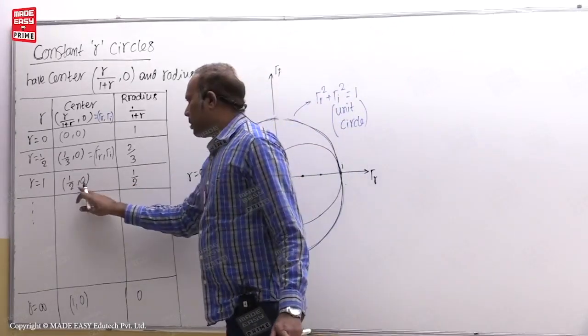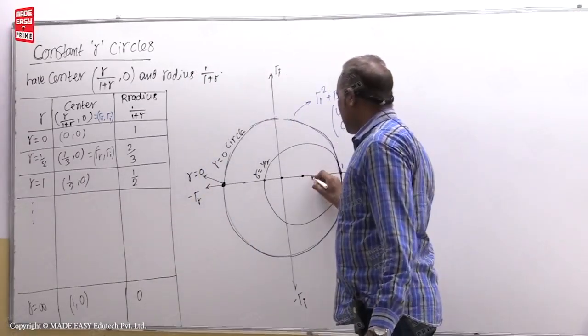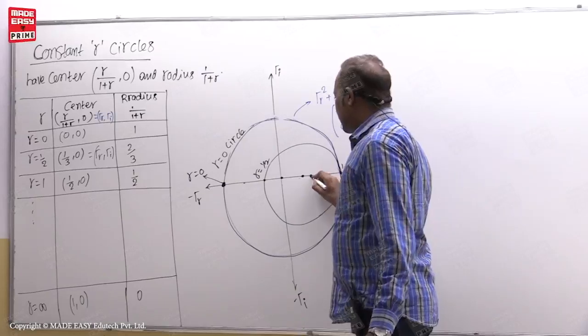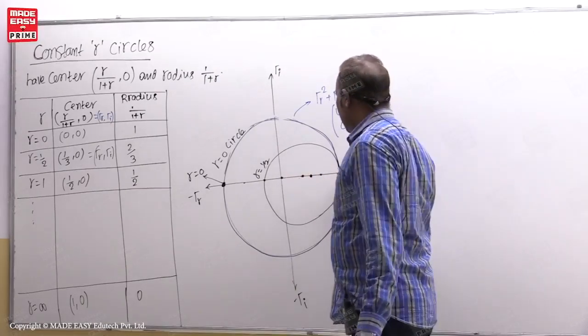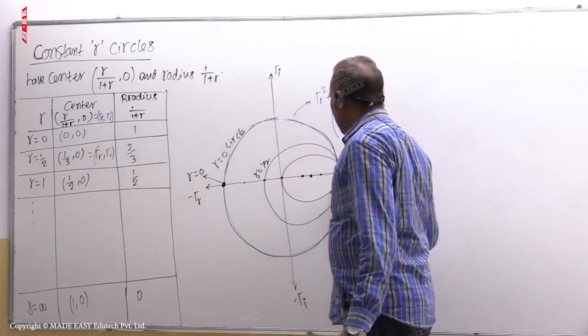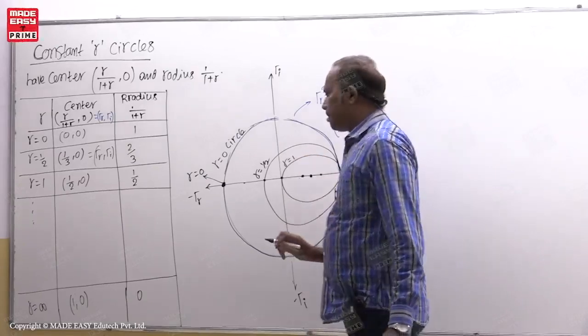Next one. R is equal to 1 circle. Half comma 0 is the center, and the radius is half. That means the overall distance is 1. Half is here. So this is the center and the radius is also half. This side half, this side half. So ultimately you get this one. So this is the R is equal to 1 circle.